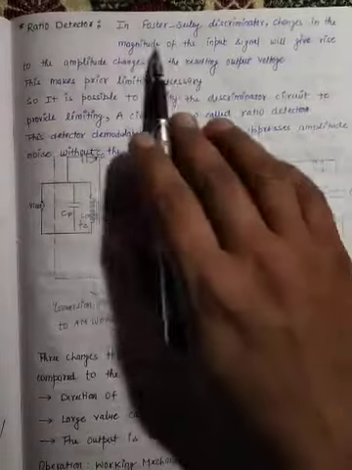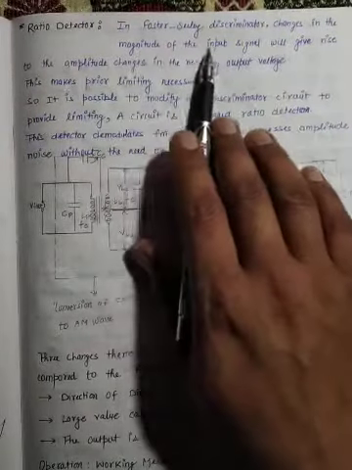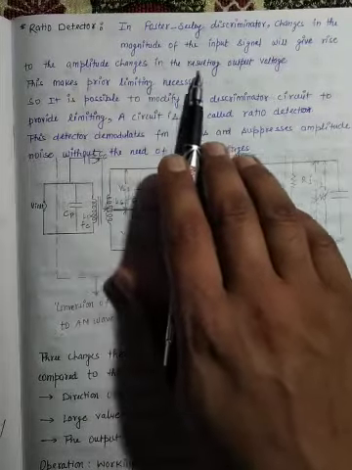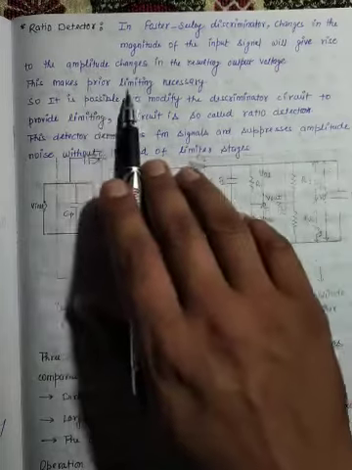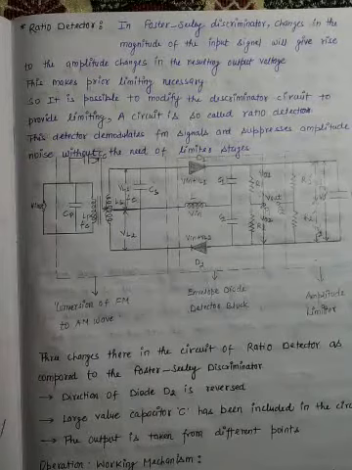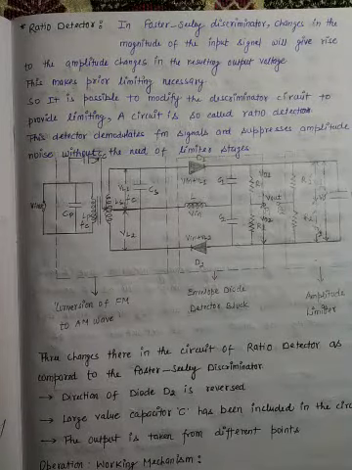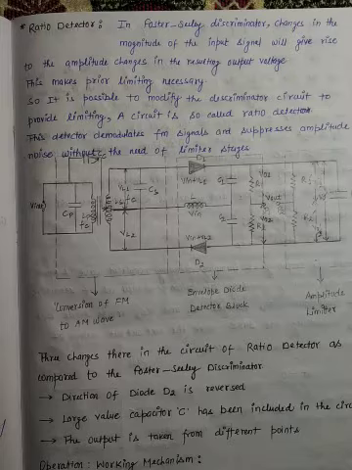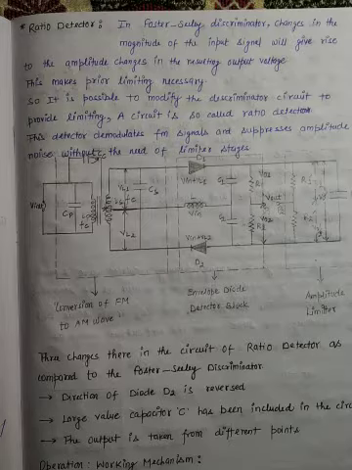In the Foster-Seeley discriminator, a change in the magnitude of the input signal will cause a change in the amplitude of the resulting output voltage, and this makes prior limiting necessary. तो इसीलिए फोस्टर-सीले के आउटपुट से पहले एक लिमिटर सर्किट, एम्पलीट्यूड लिमिटर के सर्किट को यूज करना नेसेसरी हो जाता है. और चूंकि ऑलरेडी कॉस्ट बहुत ज़्यादा है फोस्टर-सीले डिस्क्रिमिनेटर की, और ऊपर से हम वहाँ एक लिमिटिंग सर्किट अगर यूज कर दें तो और ज़्यादा उसकी कॉस्ट बढ़ जाएगी, तो वहाँ ये पॉसिबल नहीं हो पाता.